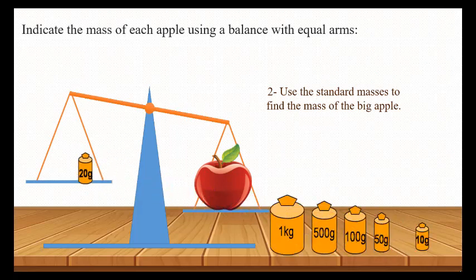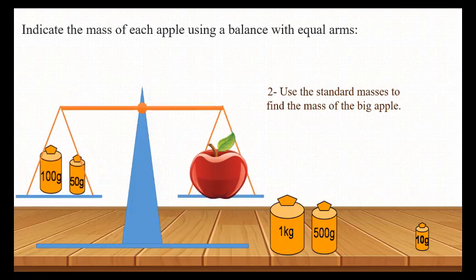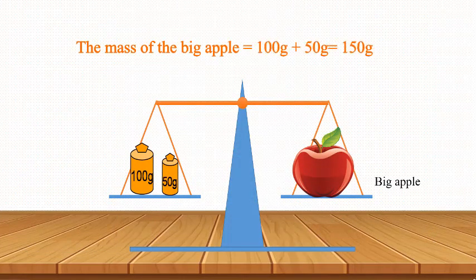Let's put the 20 grams. Nothing changed. Let's put these two standard masses. Oh, an equilibrium between the two arms is obtained. You have to take into consideration that in order to find the mass of any object, you have to keep the arms of the balance equal, like that shown in this figure. Then what will be the mass of the Big Apple? The mass of the Big Apple is equal to 100 gram plus 50 gram to give 150 gram. Then you have to add the values of the standard masses to get the mass of the Big Apple.